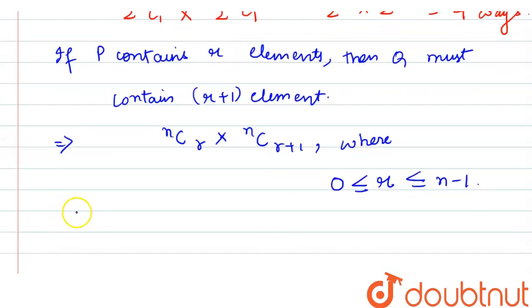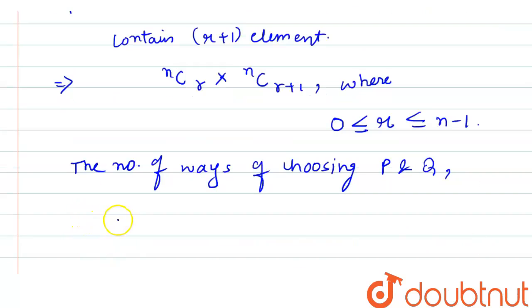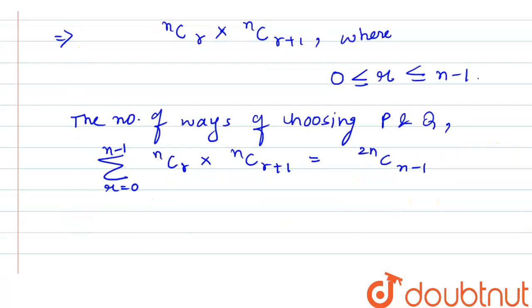So thus, the number of ways of choosing P and Q in general will become the summation, r equals 0 to n minus 1, of nCr into nC(r+1), which is equal to 2nC(n-1). Hence the required probability, the final probability, we get.